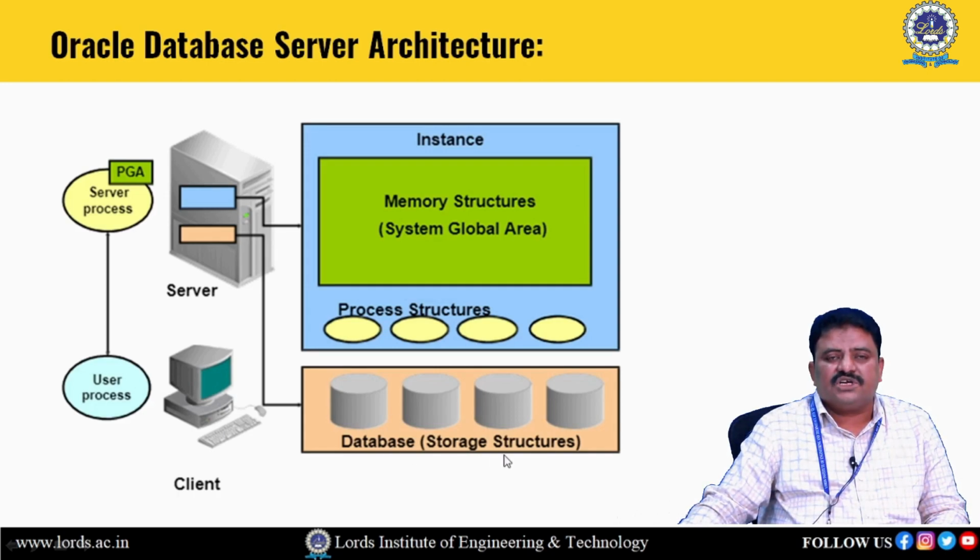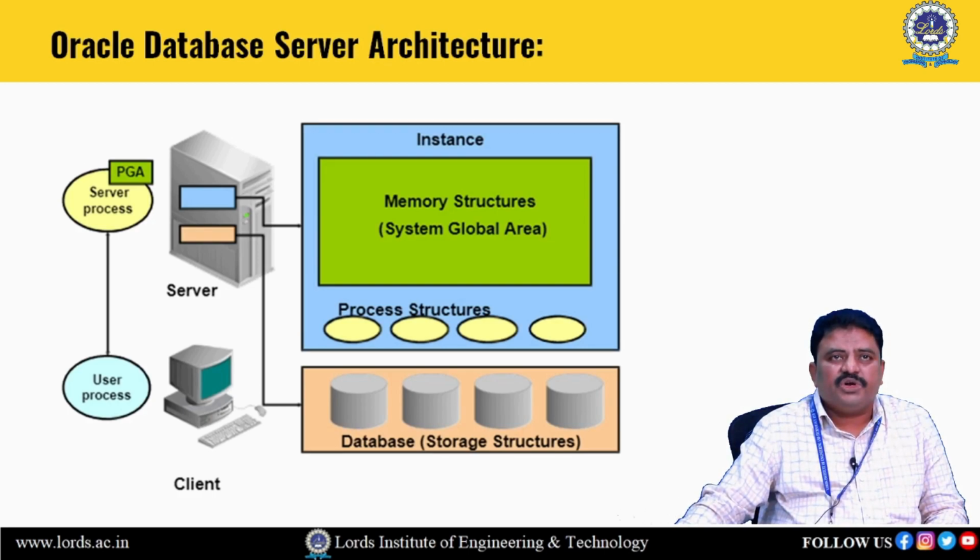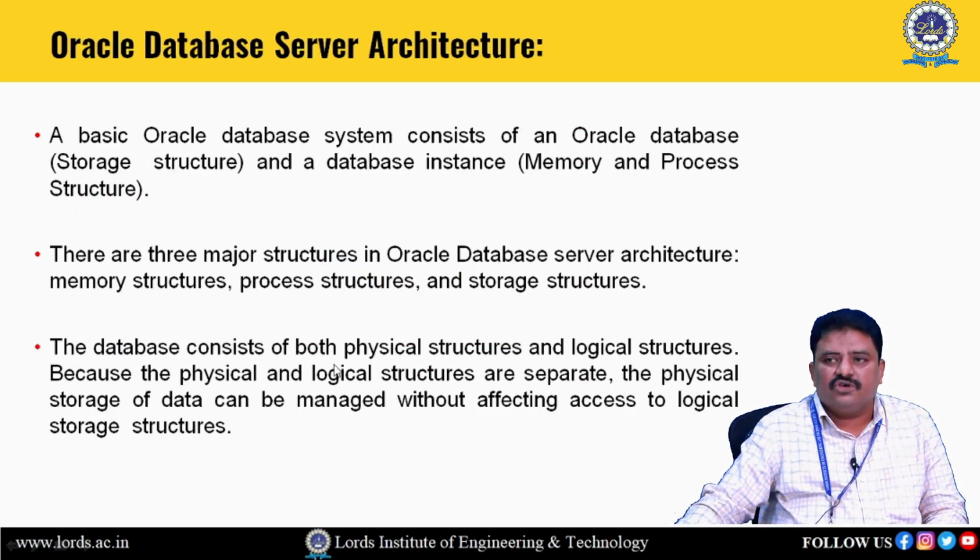And the database storage structures are the physical structures present inside my database. They are generally in the form of files, and we have different types of files. We shall see across this lecture what the different types of files present in my database storage structure are. See here, for this particular diagram, the explanation has been mentioned. As I told you, a basic Oracle database consists of two things: the database instance and the Oracle database, which is the storage structure. And the database instance is a combination of your memory and process structures.